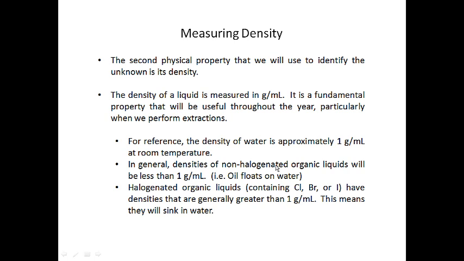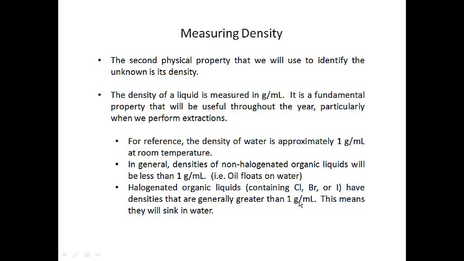If you have halogenated organic liquids, things that contain chlorine or bromine or iodine, then in general those have densities that are greater than a gram per mil, which means that they'll sink in water. So if we mix a chlorinated organic material in water, we'll end up getting two layers, and the bottom layer will typically be the chlorinated organic because it has a density greater than 1.